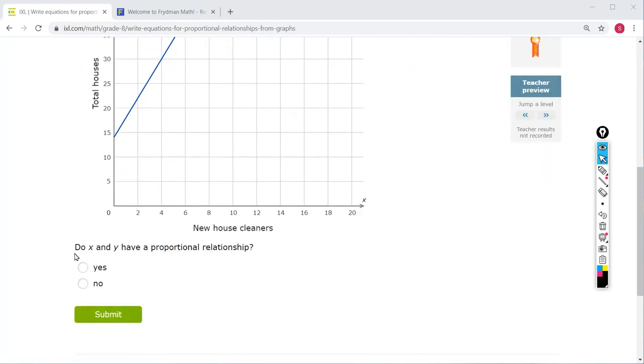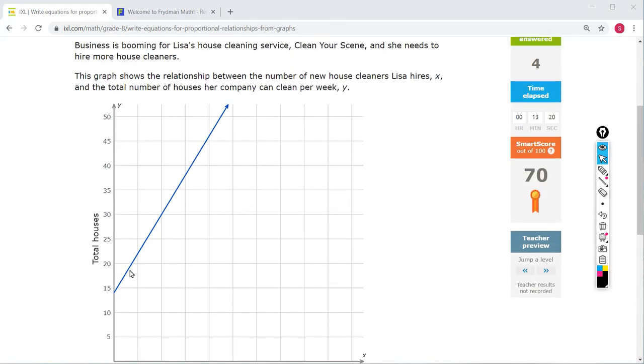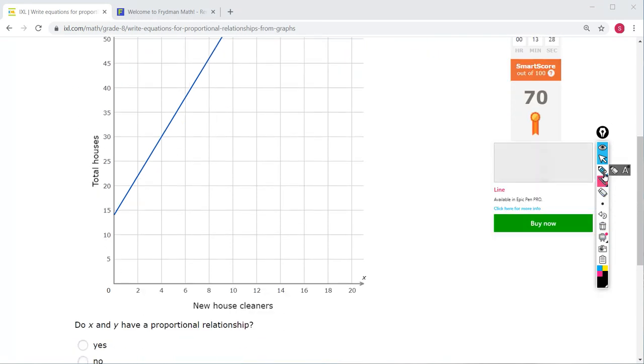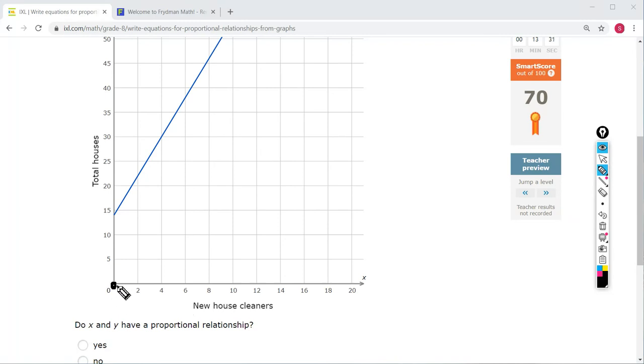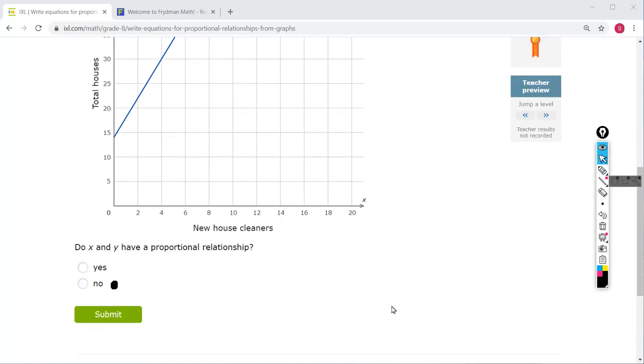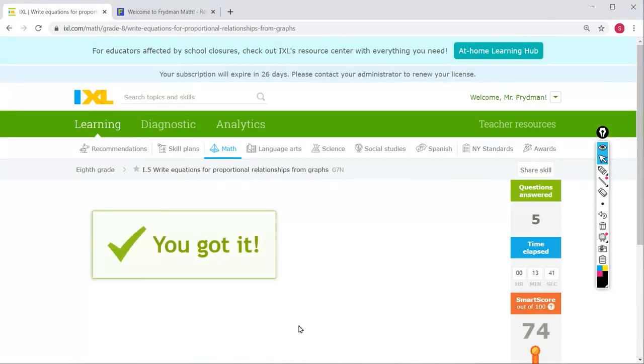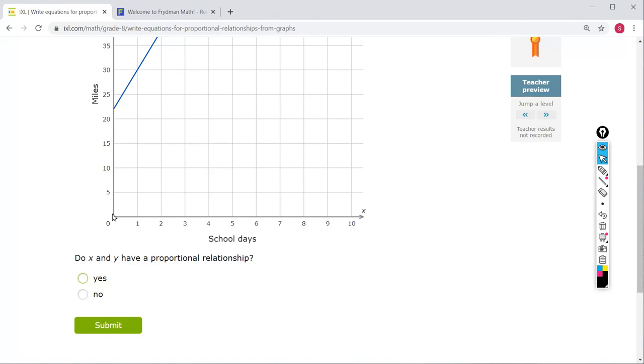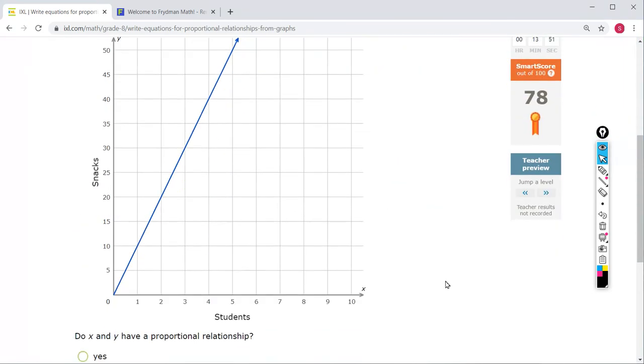Okay, do x and y have a proportional relationship? For this one, we see that it is a straight line, but it does not go through the origin. We want the line to go through the origin for it to be proportional. This line does not go through the origin, so we're going to click on no. That is not a proportional relationship. Okay, again, it does not go through the origin, so we're going to click on no, not a proportional relationship.